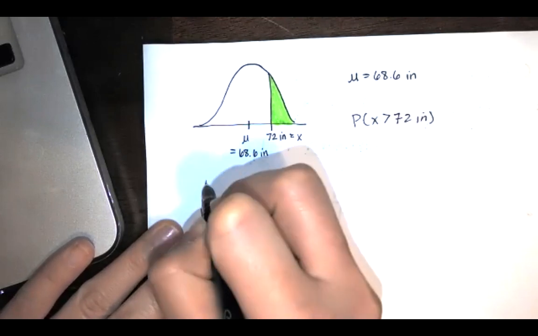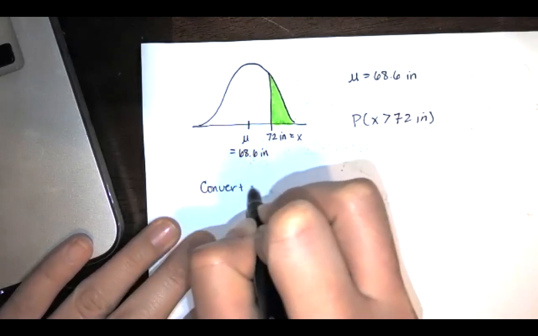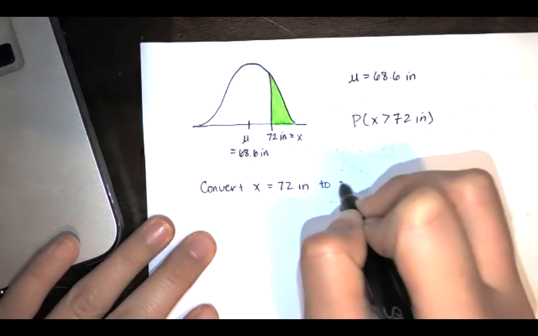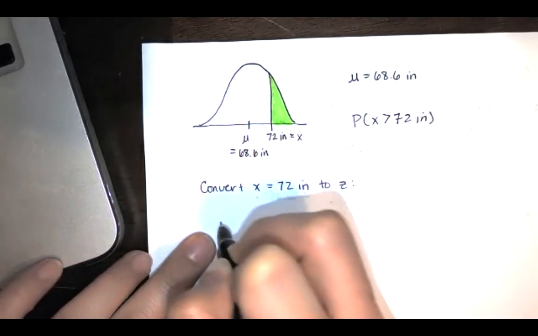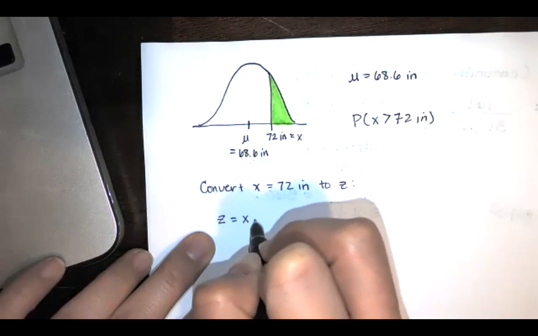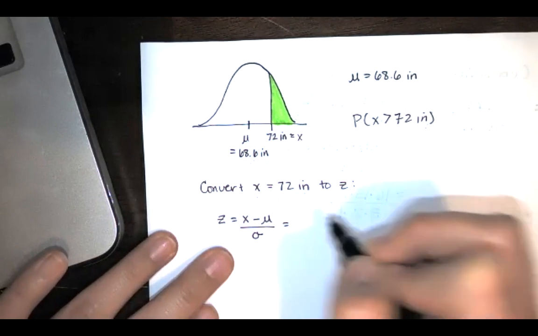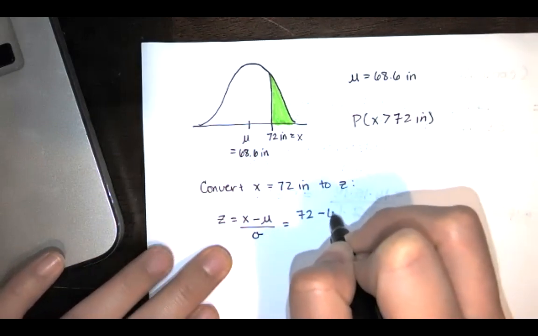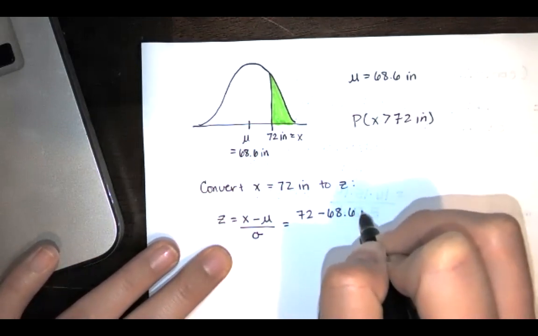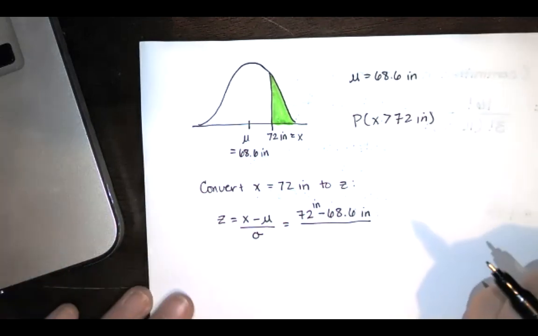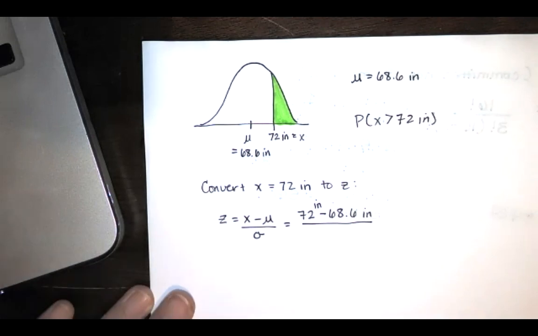So I want to convert x equals 72 inches to the corresponding z-score. So I have z equals the x value minus the mean divided by the standard deviation. So I've got 72 inches and I'm subtracting the mean of 68.6 inches. These are all in inches. And then I'm dividing by the standard deviation, and I believe that was 2.8 inches.